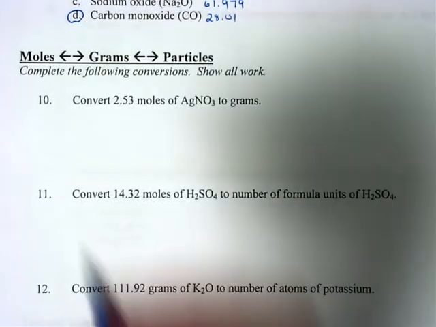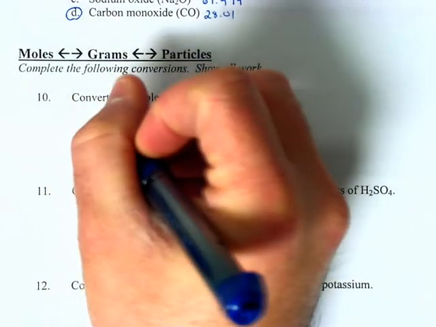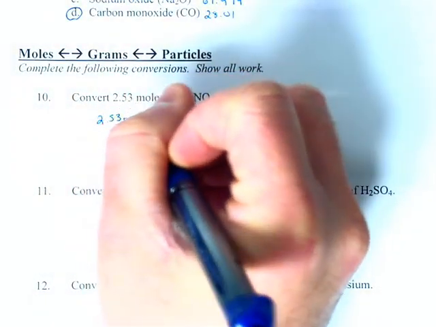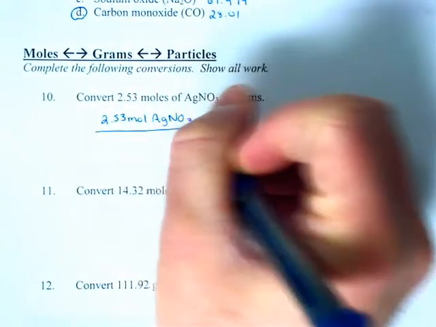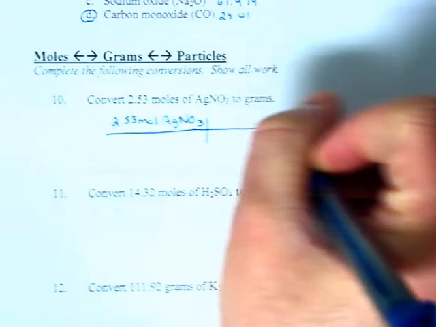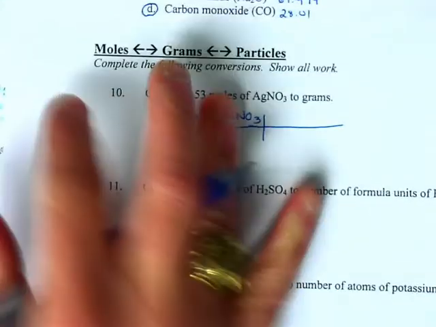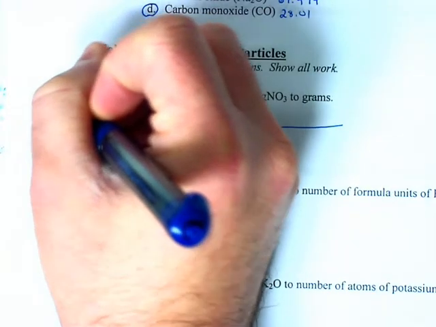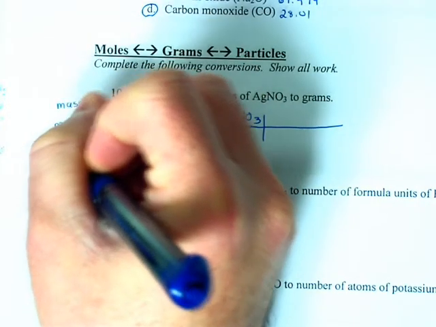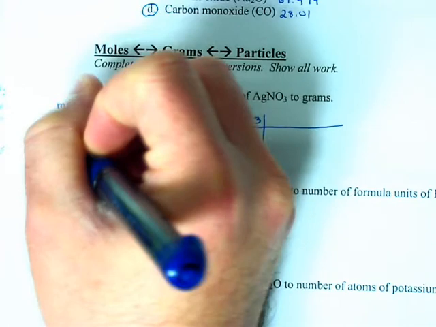In this problem, what are we starting with? Moles of AgNO3, right? And where are we going to? Grams. So, off to the side, I think we need to draw this out. Remember, moles is always in the middle. Mass is up top. Particles is on bottom. Draw it out like this each time, I think. That would be our best bet.